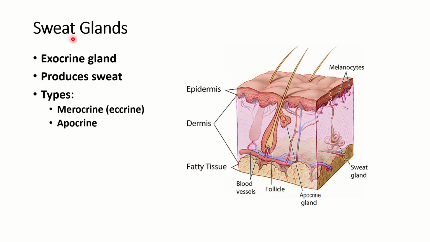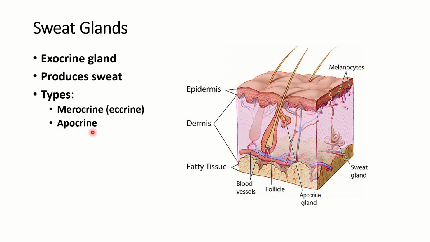The other type of gland is called sweat glands. Again, it's an exocrine gland, so it drains in a duct. It produces sweat. Sweat contains 99% water, less than 1% is sodium chloride and some organic waste products. There are two types of sweat glands. One is called merocrine or eccrine gland, like this one, and that has a duct. It drains directly on the surface of the skin. You see it everywhere in the skin, especially in the forehead and the palm of the hand.